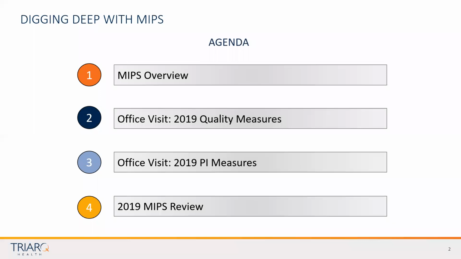Okay, and here's our agenda for the day. We're going to start out with a little bit of a high-level overview of our MIPS, and then we'll be discussing some of our quality measures, as well as some of our PI or promoting interoperability measures. And then I'll wrap everything up with a little recap, just some key reminders to keep in mind as we're moving forward with the rest of the day and the rest of the year, really.